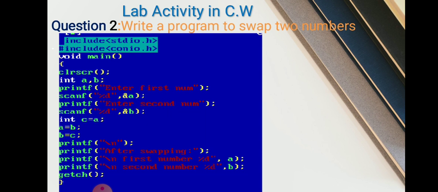Then we have the next program, swapping two numbers. In the sense, suppose a is equal to 5 and b is equal to 6. I want to make a's value 6 and b's value the previous a's value. So suppose a's value is 10 and b's value is 11, then after swapping it should be a is equal to 11 and b is equal to 10. Yes, is my concept clear to you?